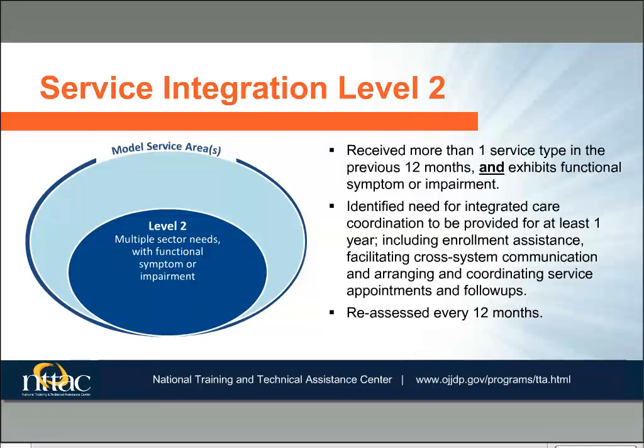For children in level 2, this is where we start to see higher levels of needs, and children are beginning to show some difficulty functioning in places that they live, learn, and play. And so during the course of the comprehensive needs assessment, if a child is identified as having received more than one service in the last 12 months across multiple service areas that are targeted by InCK and exhibits a functional symptom or impairment, those children are then moved into service integration level 2 for integrated care coordination services. And in that service integration level, they receive this care coordination for at least a year and are also then reassessed every 12 months.